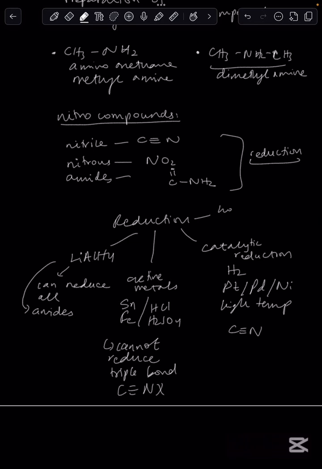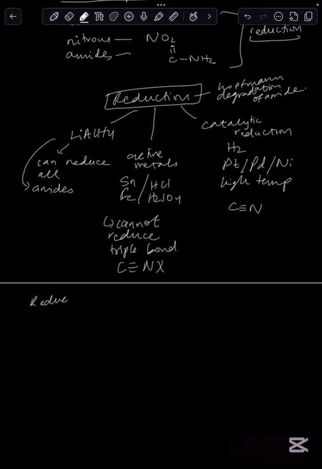And then we also have the Hofmann bromamide degradation method, through which we obtain an amine with one carbon less than the amide. So moving on, this is the general scheme of it. Now we're going to see the reduction of nitriles.